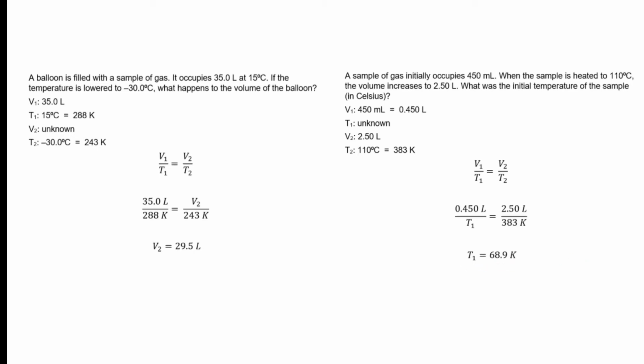Now our problem asked us for this temperature in Celsius, so let's just do a quick conversion. And our initial temperature is negative 204.1 degrees Celsius. Now that we've done Boyle's law and Charles's law, let's put them together and let's do some combined law problems.